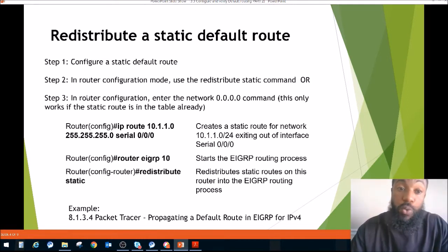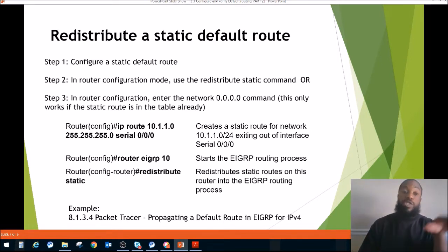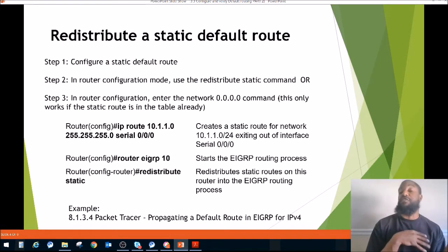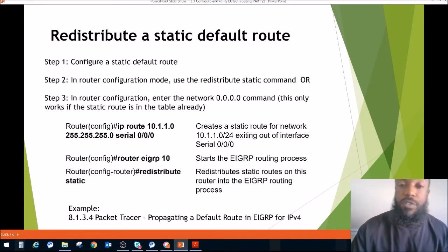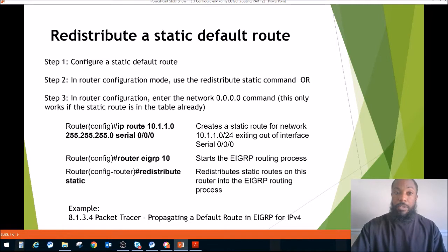Or you go into router config mode and use the network quad 0 command. This works only if the static route is in the table already. So you have to define that static route like we did in step 1, and then you can go into router config mode and do network quad 0. So you could either do network quad 0 or redistribute static, and that will share the default route using EIGRP. Either way, you have to go into router config mode.